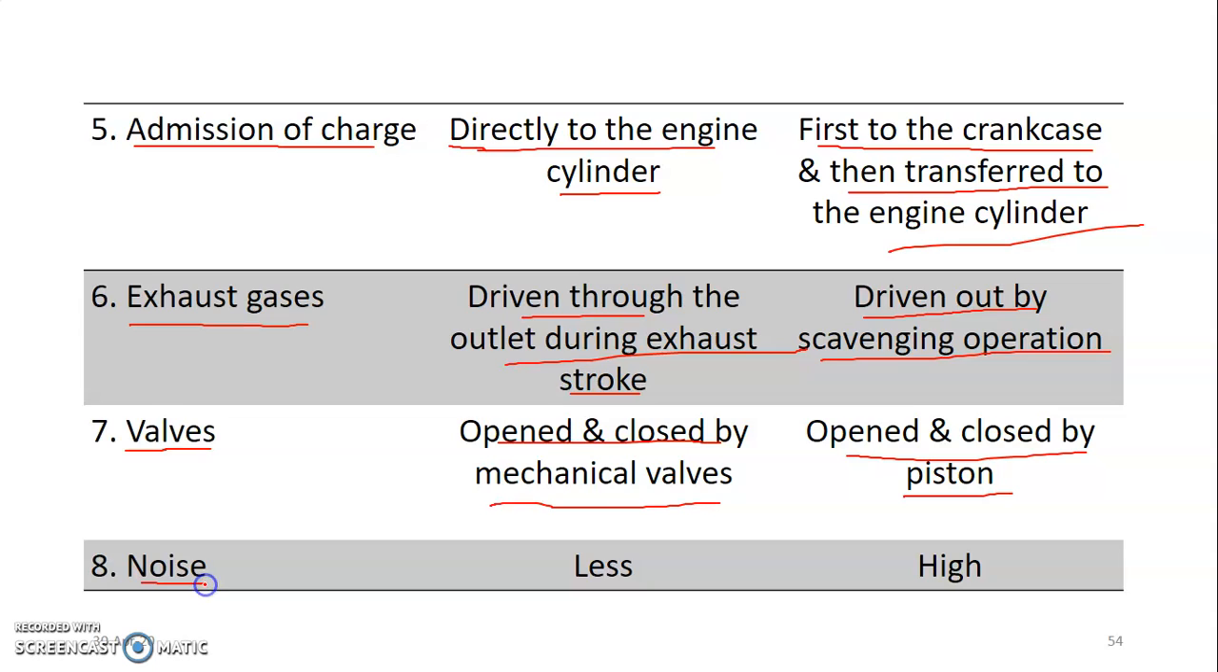Next we have noise. In a 4-stroke engine the noise is less, but in a 2-stroke engine the noise is very high. I gave the example that 2-stroke engines are generally used in two-wheelers or bikes. If you take the Yamaha RX 100 bike or HD bikes, those bikes used 2-stroke engines, and we can imagine how much noise they were making. So noise was very high in those bikes. But nowadays in scooters and all scooter bikes we are using 4-stroke engines, and we can observe the noise is very less.